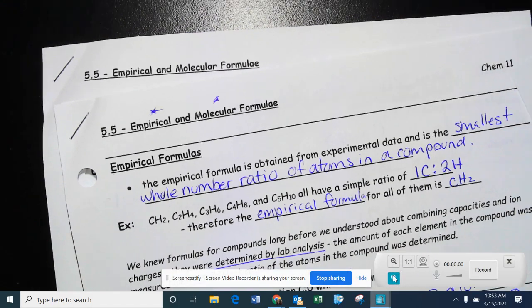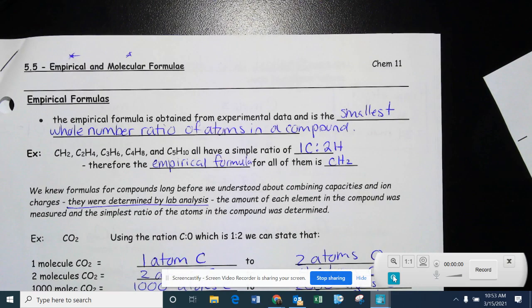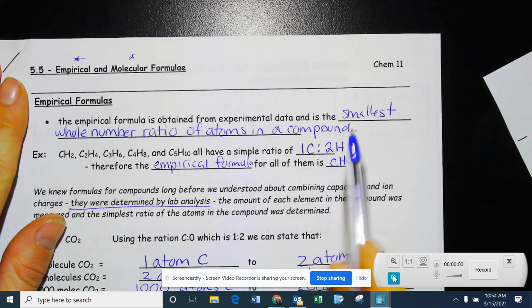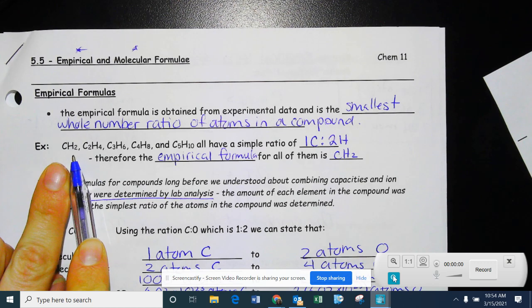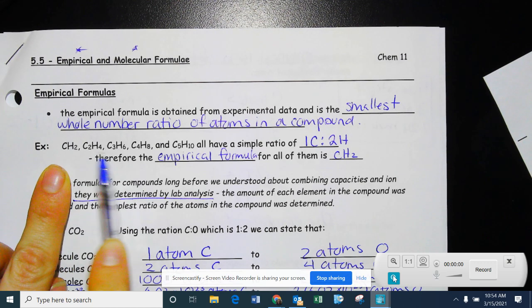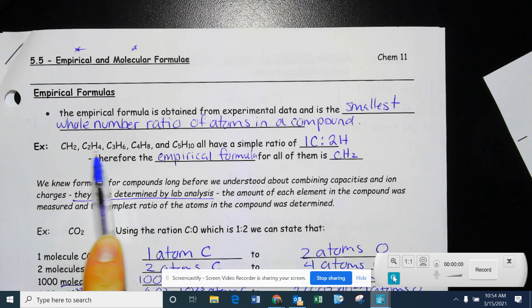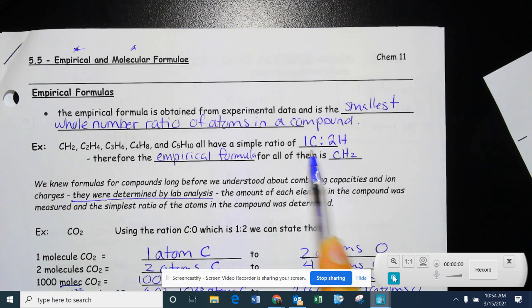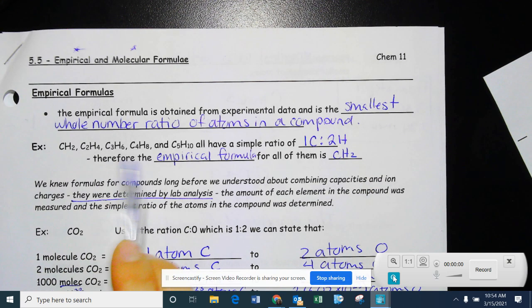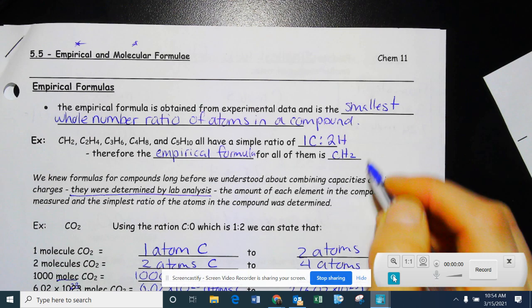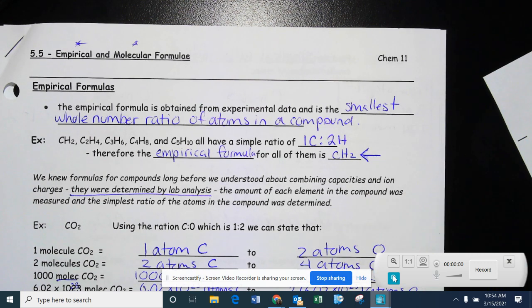So just a reminder, we talked about empirical formulas last class. It was the smallest whole number ratio of atoms in a compound. So we were looking at, for example, CH2, or C2H4, C3H6. Going through any of those, the smallest ratio is 1 carbon to 2 hydrogen. So our empirical formula, no matter which of these is actually true technically, the empirical formula is CH2.